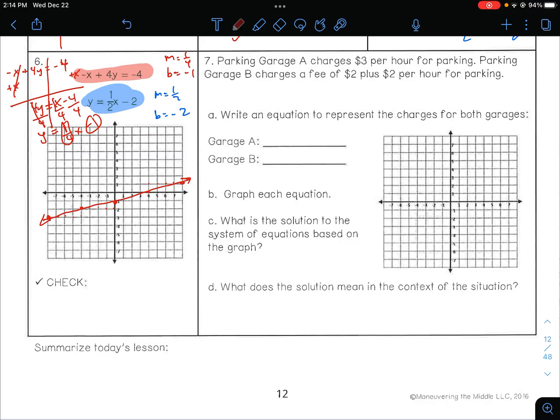And then let's graph the blue line. Start off at negative 2. Rise 1, run 2. Rise 1, run 2. Oh, there it is. Rise 1, run 2. And bring that pattern backwards. There you go. So what is the point of intersection? Right there. That is (4, 0).